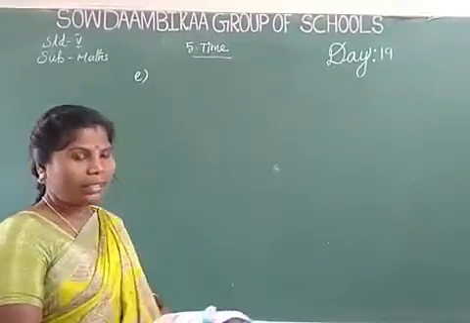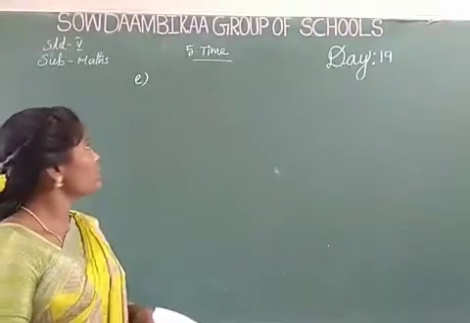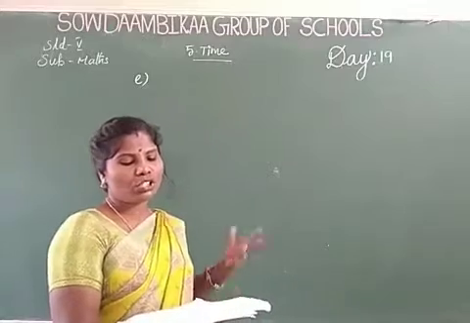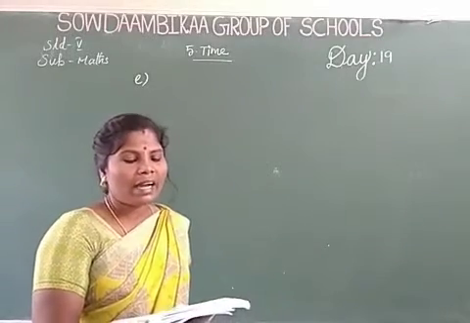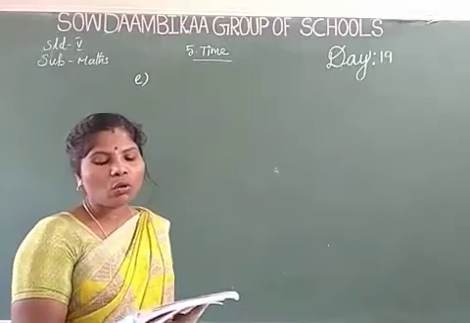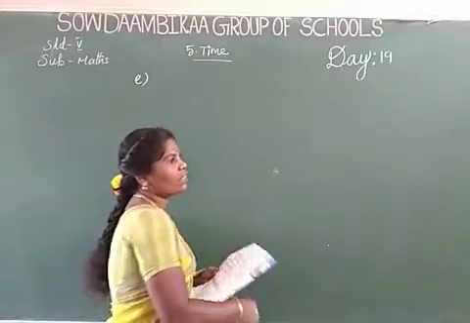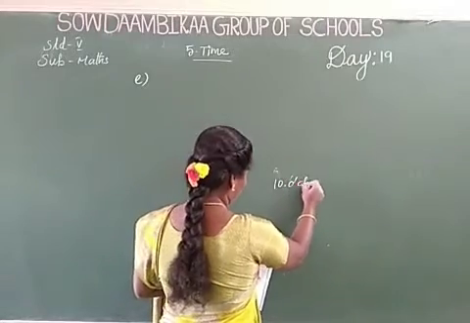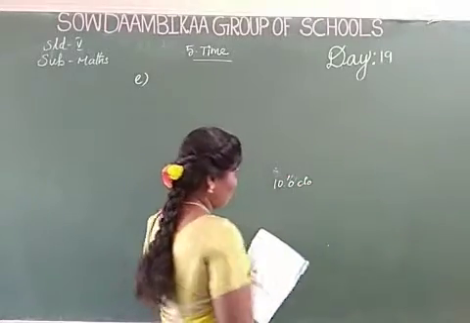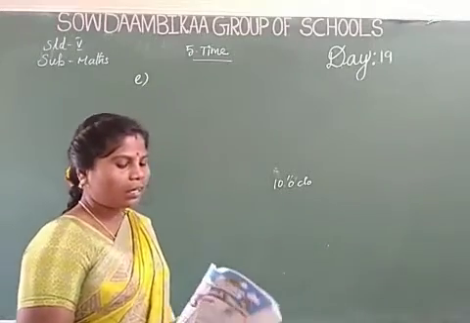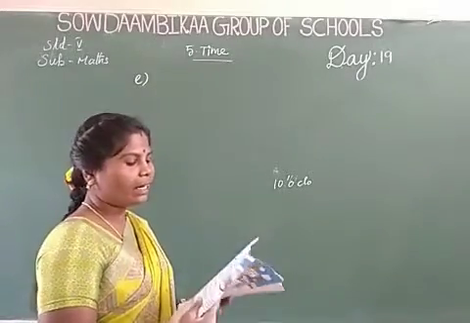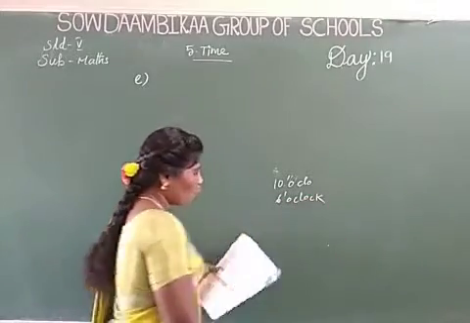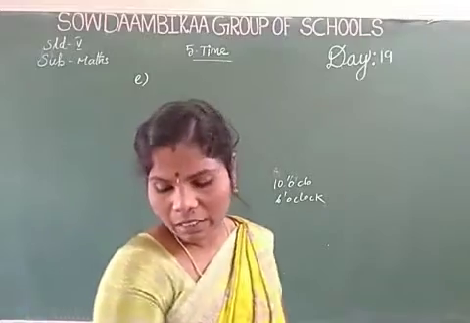Next, page number 80. Answer the following. Okay, see the first sum. Because the question is too big, I will read it. An office works from morning 10 o'clock to afternoon 6 o'clock. The office starting time is 10 o'clock and the ending time is 6 o'clock. What is the working hours of the office in a day?